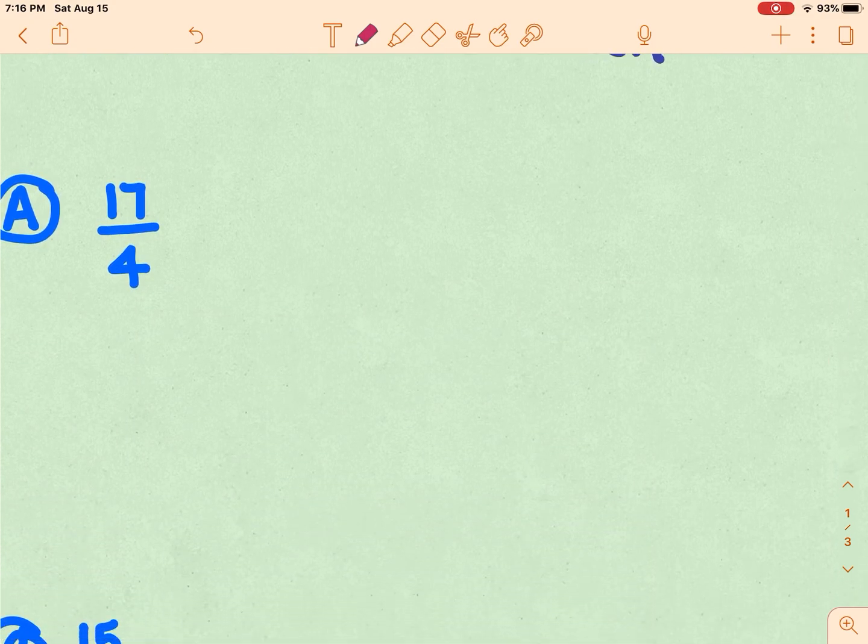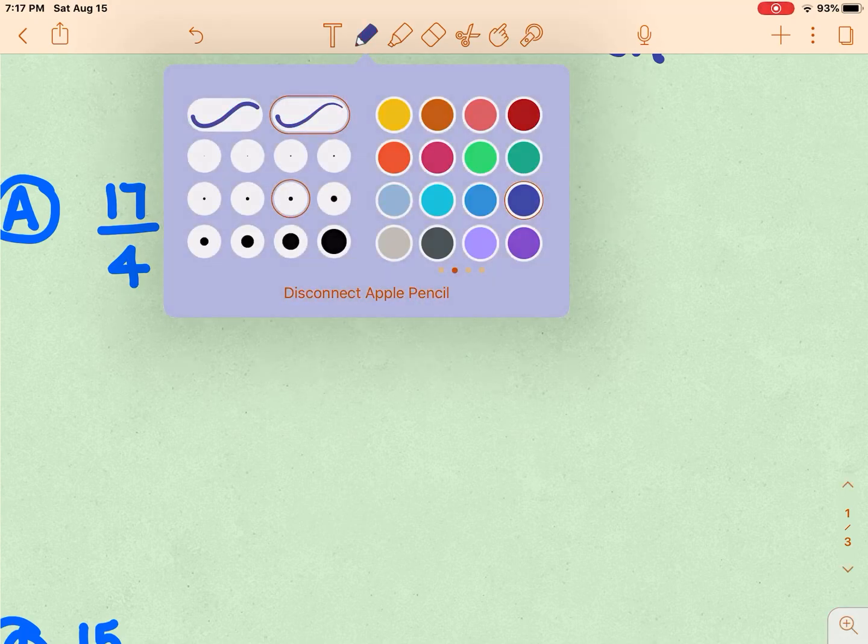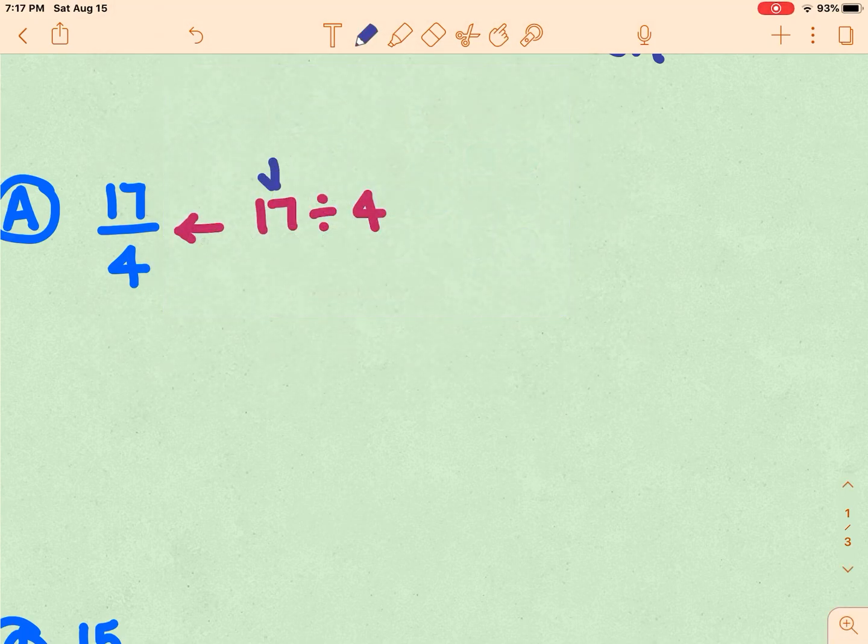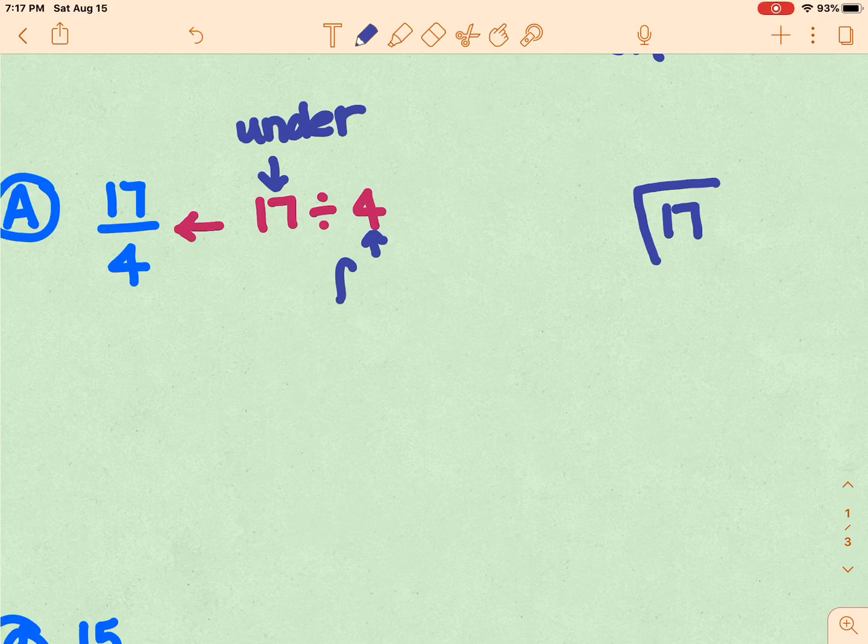So on this first problem, I have 17 over 4, or 17/4. So we talked about this is really standing for division. So that's the same thing as saying 17 divided by 4. So let's take this and kind of split this up a little bit. This is going to go under your division bar. So there's 17. And this is going to go in front of the division bar because that's what you're dividing by. So your 4 is going to go there.